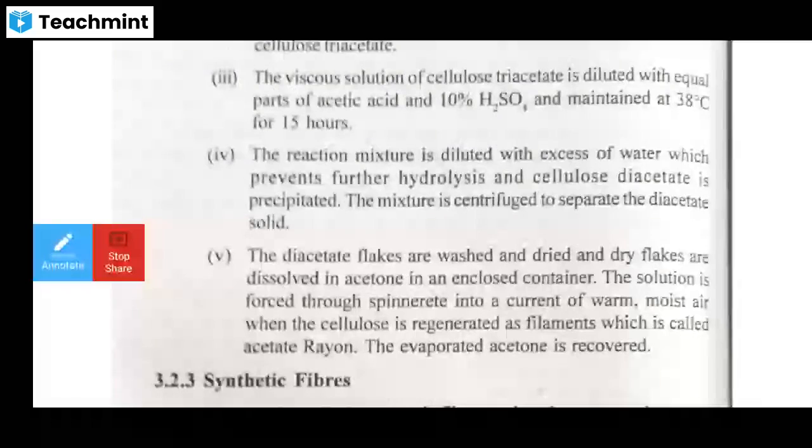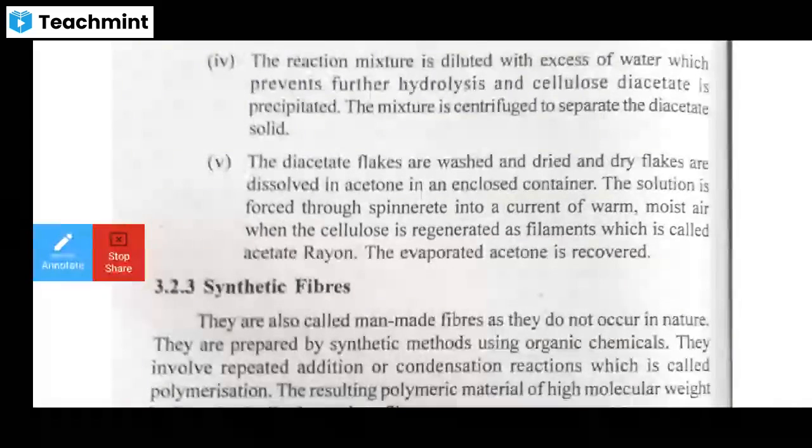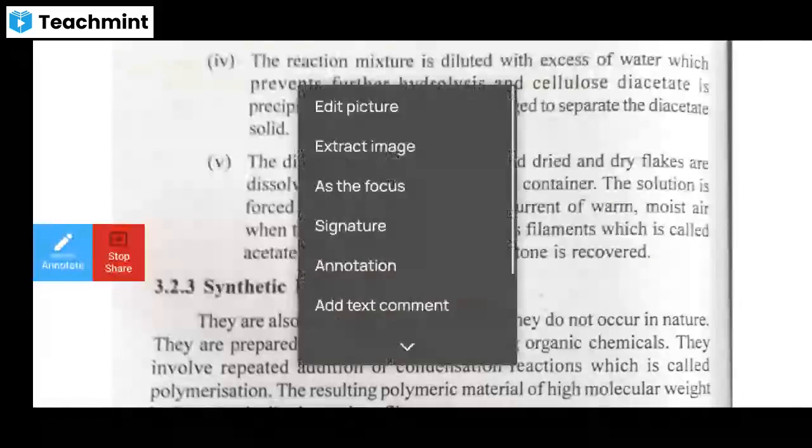So acetic acid is the most important in this. Sulfuric acid is used for the finishing of that particular rayon silk. The reaction mixture is diluted with excess water to prevent further hydrolysis. The acidic solution is neutralized by using water, and hydrolysis is by the basic solutions. Then the acid diacetate is precipitated and the mixture is centrifuged to separate the diacetate solids.